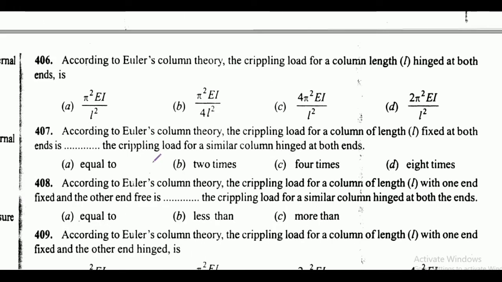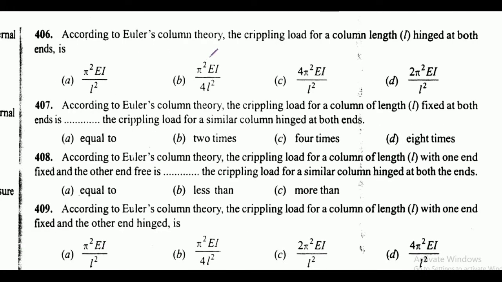Next is, according to Euler's column theory, the crippling load of a column length L hinged at both ends is, here friends these are the options, and here correct answer is option A, that is pi square EI upon L square.